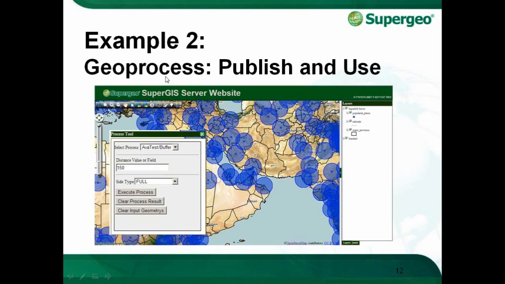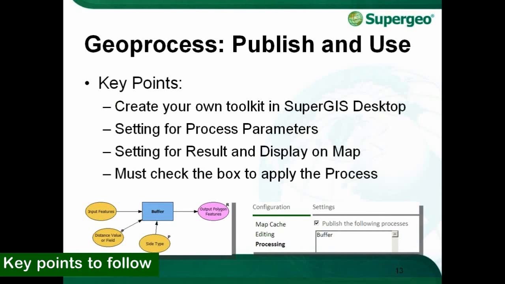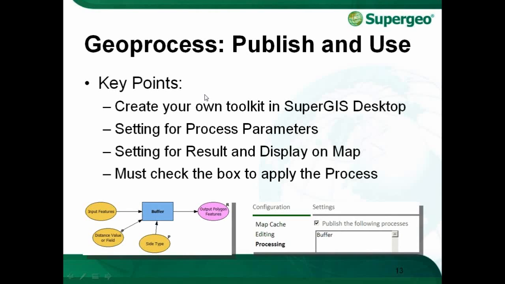Now, back to the technique part, let's take a closer look at how to apply this. Firstly, the key points. To use the geoprocess function, the main step is to create a new toolkit in SuperGIS Desktop, and then set the process parameters and results. The next one, when publishing the map service, we need to make sure to check the box to apply the process.